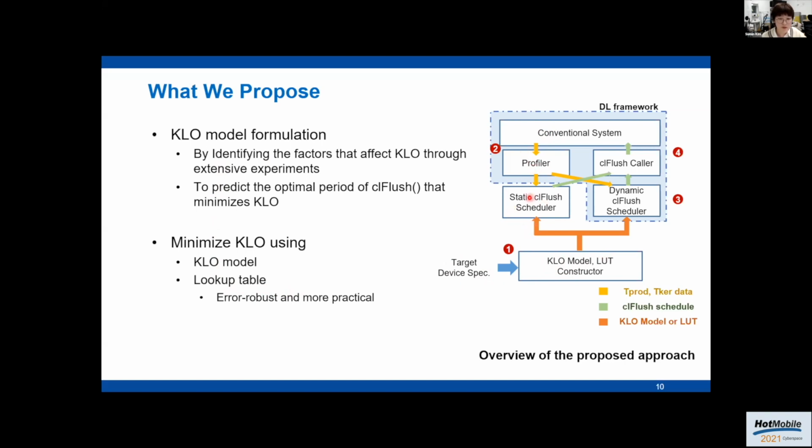Next, the static and dynamic shell flush schedulers find the optimal period k using the clone model or LUT with the profiled time. Finally, shell flush is executed in the DL framework according to the optimal period k. We have modified the DL framework a little bit to incorporate these components.